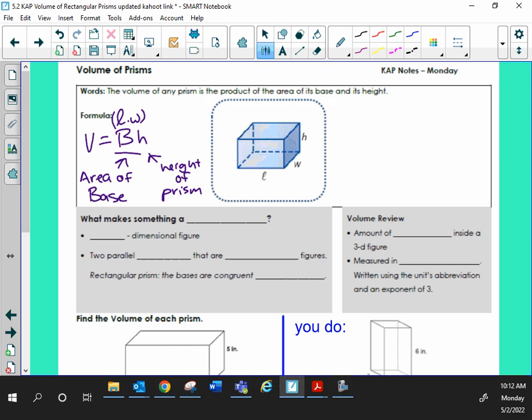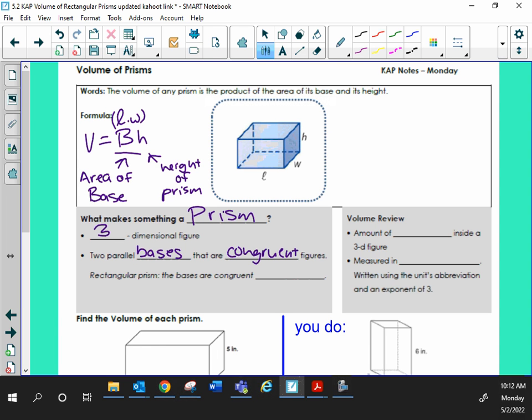Okay, moving on. So, what makes something a prism? Maybe you know this, maybe you don't. First, it has to be a three-dimensional shape. Okay, it has a length, a width, a height. Good with that? Then, the other unique thing about it is that it has two parallel bases. Those two parallel bases will also always be congruent figures.